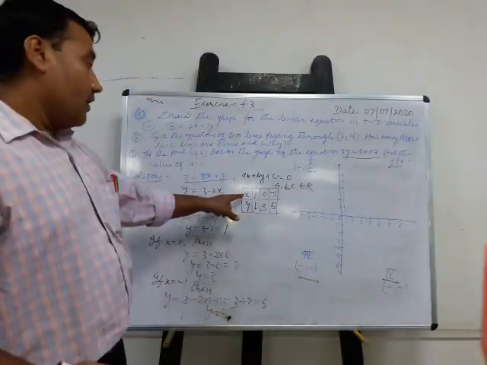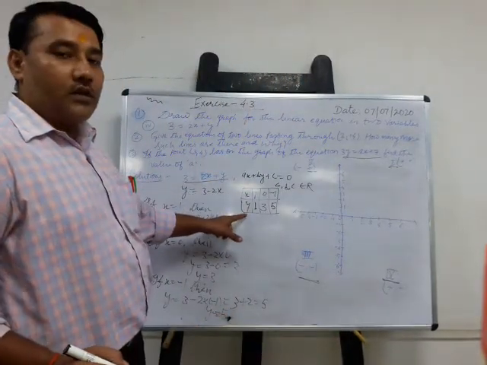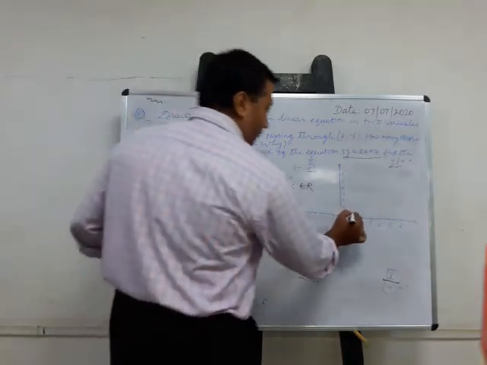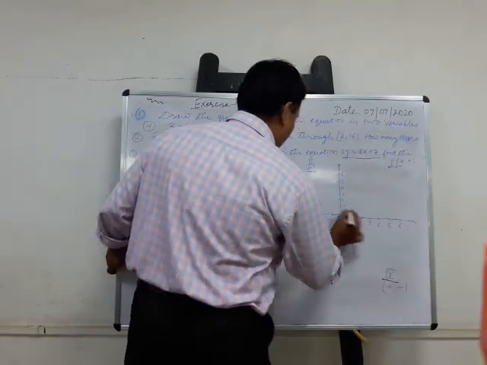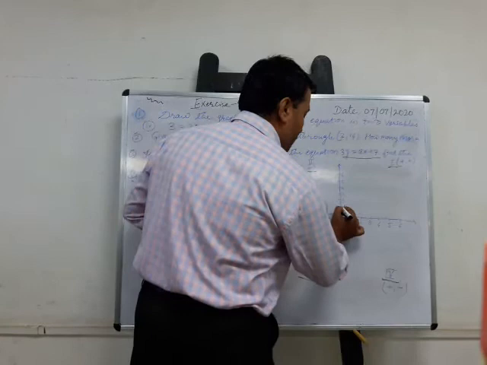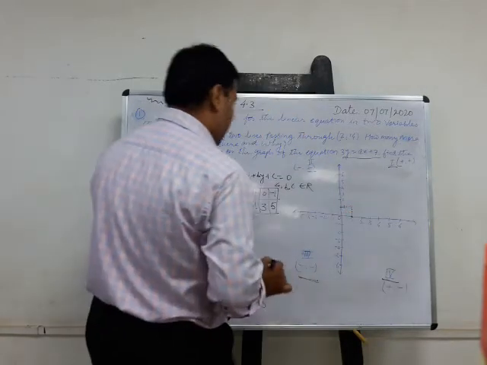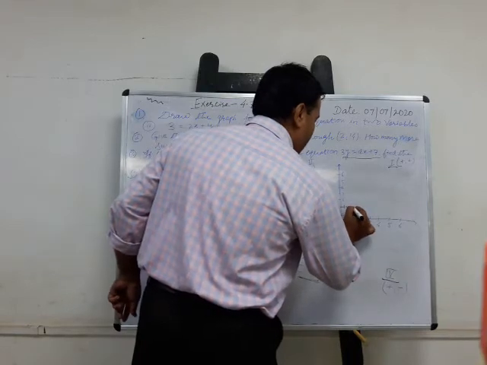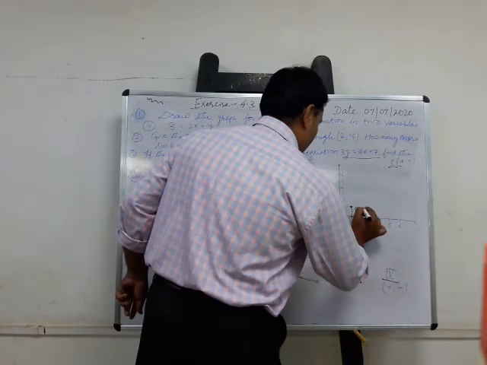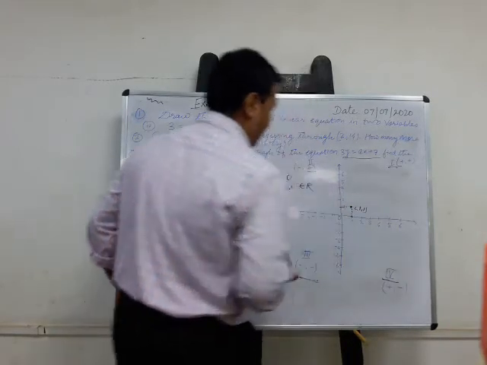So now x = 1 and y = 1. Let us plot it: x = 1 is over here, and y = 1 is over here. Both perpendicular lines intersect each other at this point. This is one point.